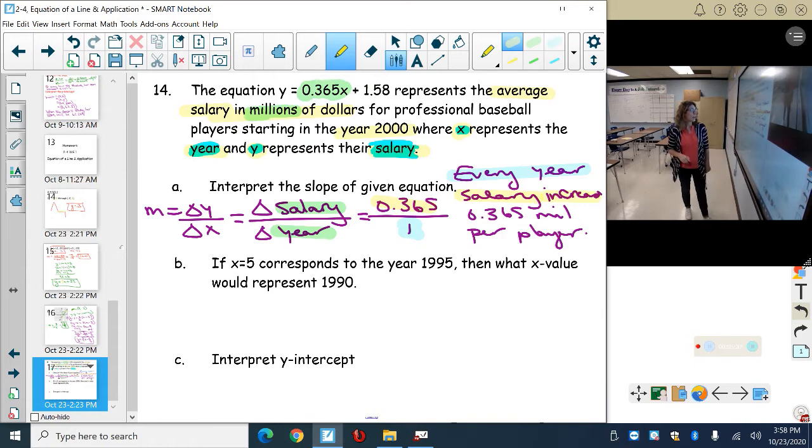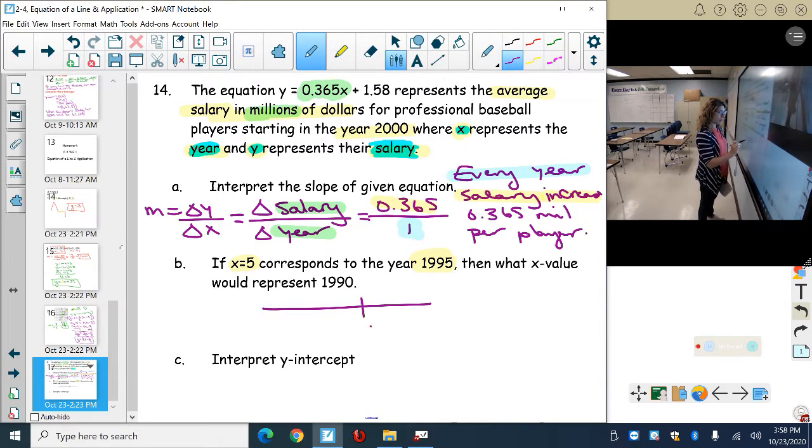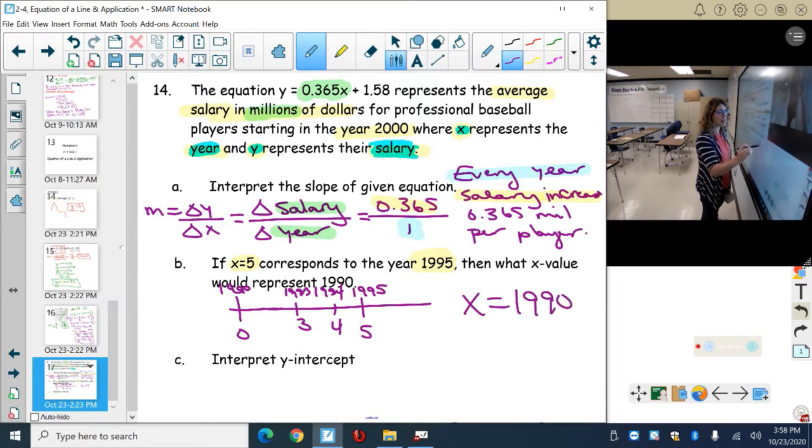Okay? Now it says if x equals 5 corresponds to the year 1995, what would represent 1990? Okay, well, very easy. Here's 5, and that's 1995. Here's 4, so that would mean 1994. So here's a 3, that's 1993. So here's 0. What does 0 represent? 1990. So that means x equals 0 whenever it's 1990. Yes? Okay.